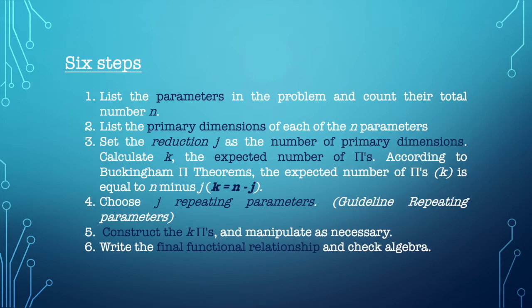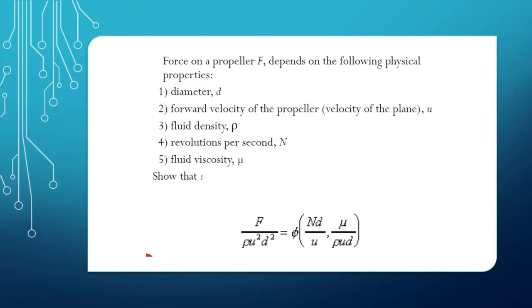Number 4, choose j repeating parameters. The guideline on repeating parameters will be taught in another video, and I really hope that you will watch that video to understand how to choose your repeating parameters. And number 5, construct the K pi's and manipulate as necessary. Last, number 6, write the final functional relationship and check algebra. Okay, let's take a look at the question.